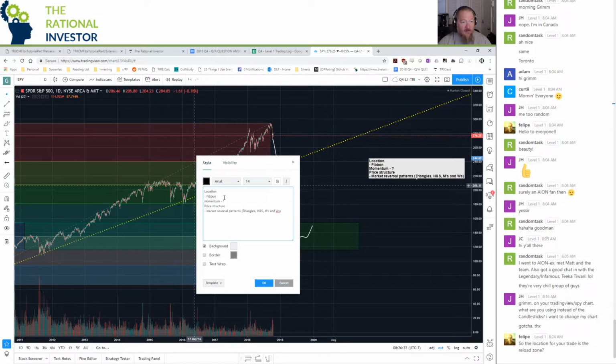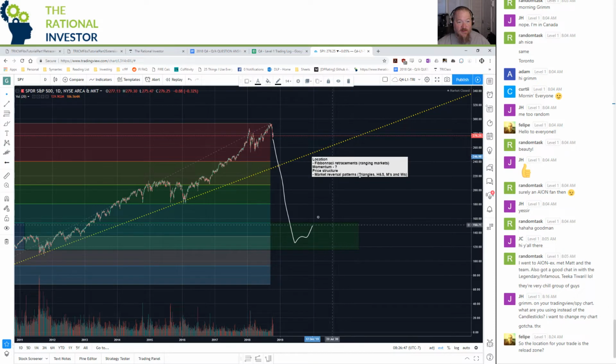So we're talking about Fibonacci. Also, I'm horrible at spelling Fibonacci, so you might want to look that up if you want proper spelling. All right, retracements. For retracements, when we're looking for ranging markets. Okay, so this is the location criteria of the trade, I think is what you're asking.